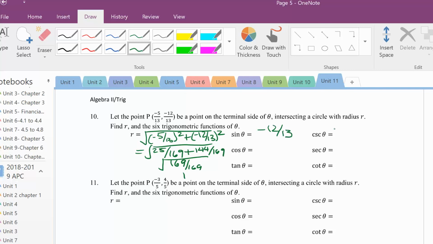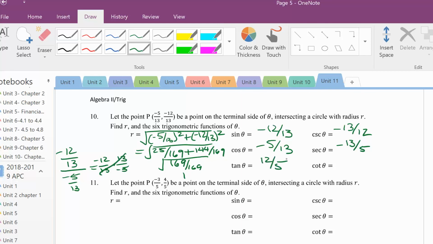And the reciprocal of that is -13/12. Cosine is going to be x over r, which is -5/13 over 1, which is -5/13. And the reciprocal of that is -13/5. Tangent is y over x. Well, here, when you divide two fractions, you multiply by the reciprocal. So notice you get -12 over -5, which is 12/5. And the reciprocal of that is 5/12.